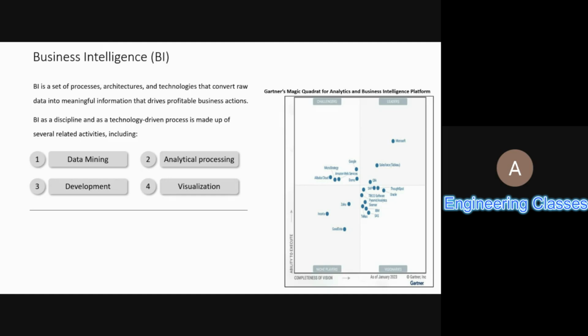So instead of looking at boring rows and columns of data, because the data may be huge, instead of scrolling up and down, I am just bifurcating my complete data into small graphs or visuals. So this complete process is called business intelligence. Hope this is clear to everyone. The introduction of BI. Any doubt?